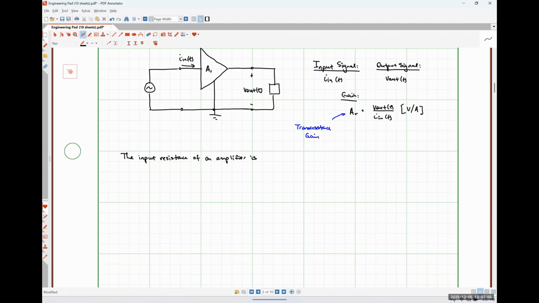Is related to how well the amplifier preserves the input signal.